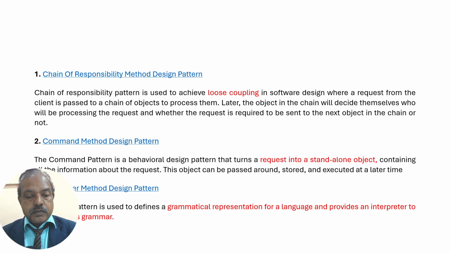Then command method of design pattern. The command pattern is a behavioral design pattern that turns a request into a standalone object containing all the information about the request. So this object can be passed around, stored, and also executed at a later time. Then in the interpreter design pattern, the interpreter pattern is used to define a grammatical representation for a language and provides an interpreter to deal with this grammar.